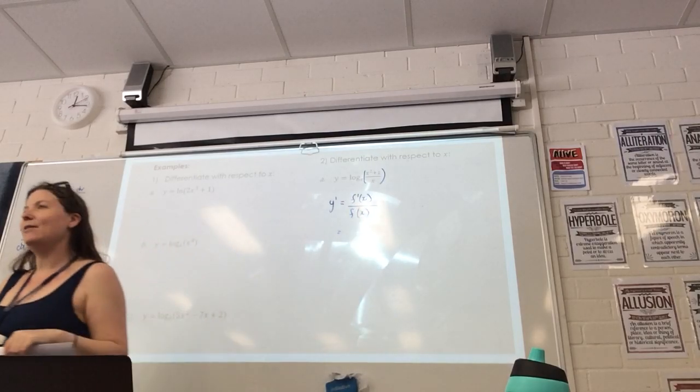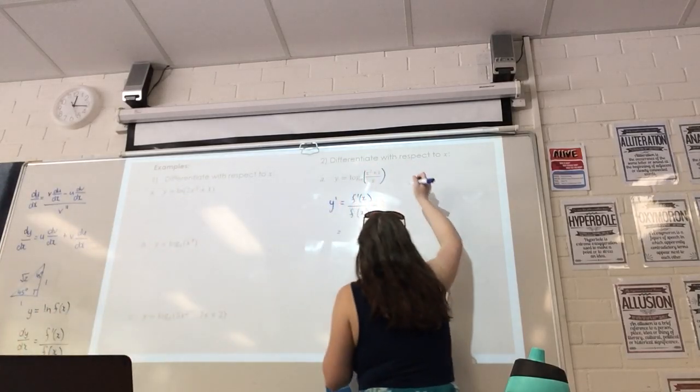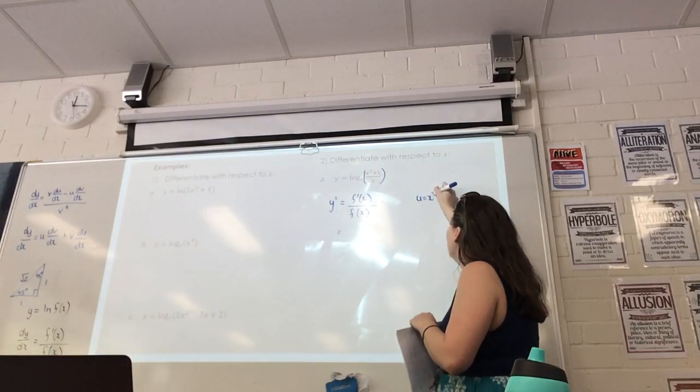Can you see why we need to be careful here? How do I differentiate x squared plus 1 over x? I use the quotient rule. So I'm kind of doing a differentiation in a differentiation. It feels a little bit complicated, okay? So I'm going to have my u and my v.